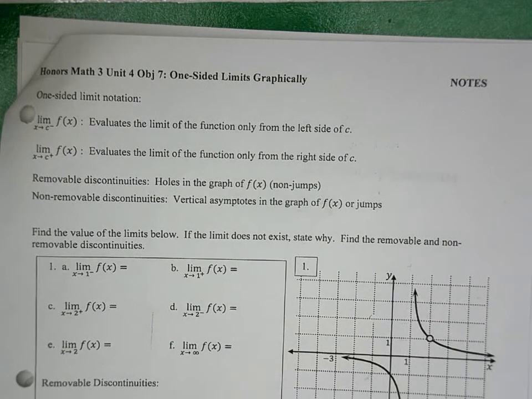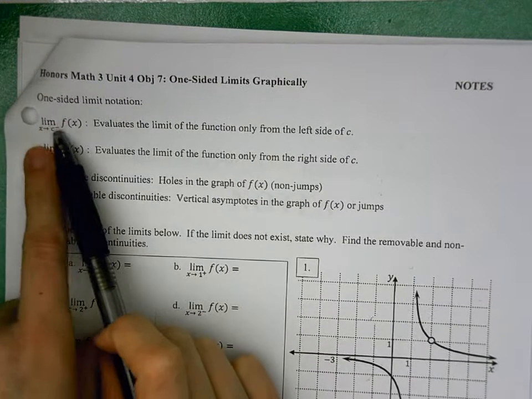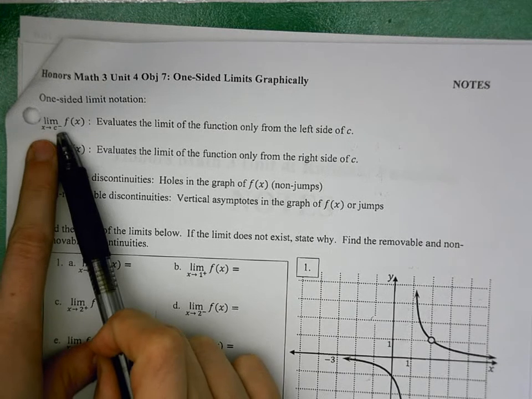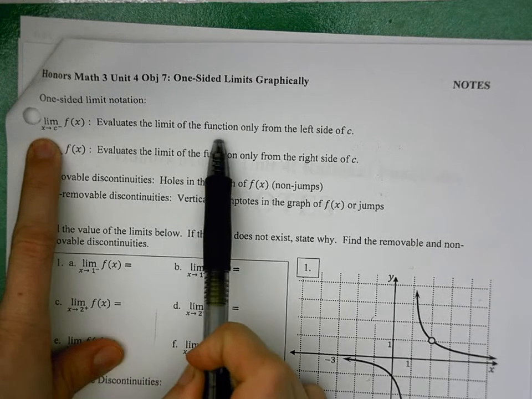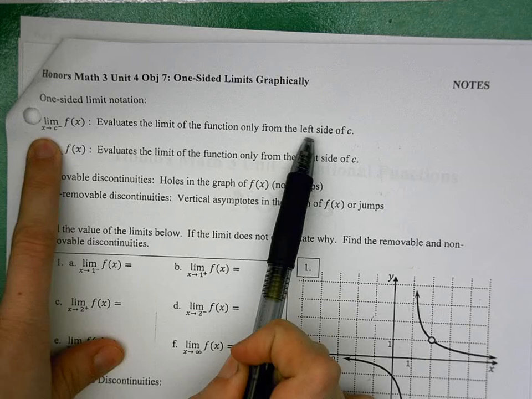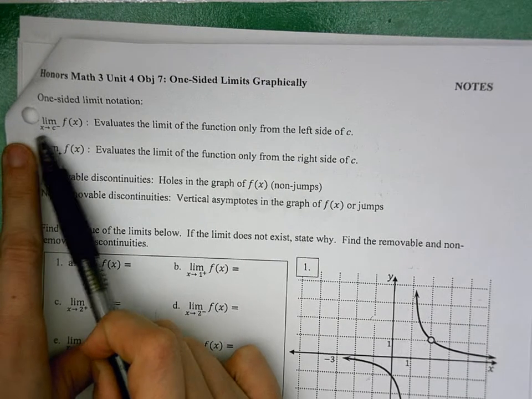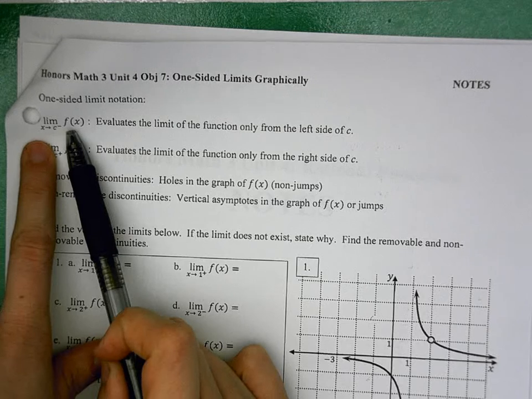Okay, objective 7, we were looking at solving one-sided limits graphically. So we have some notation here, one-sided limit notation. When you have a limit as x approaches c with this little minus sign, what that means is we are evaluating the limit of the function only from the left side of that value. So this is called the limit as x approaches c from the left.